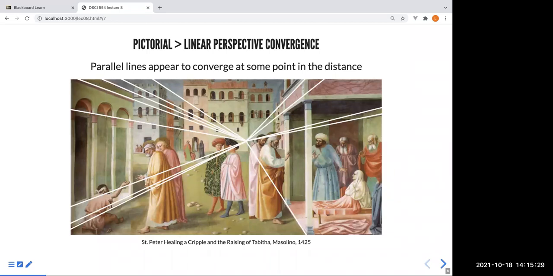Those lines, you can use them to basically design your painting. And here you can see that all the geometry of the buildings is based on these lines that converge towards infinity.